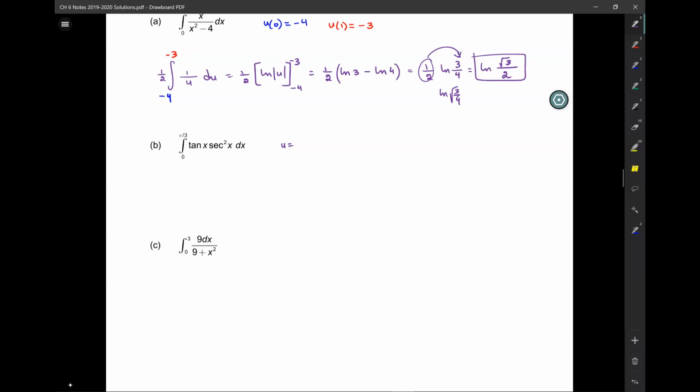Okay, here we go. Here is a test now. What are we going to take as the u? Okay, secant x, but then what's the u?